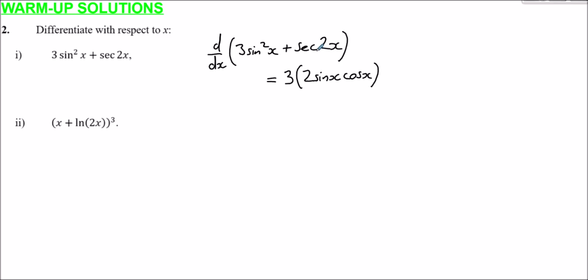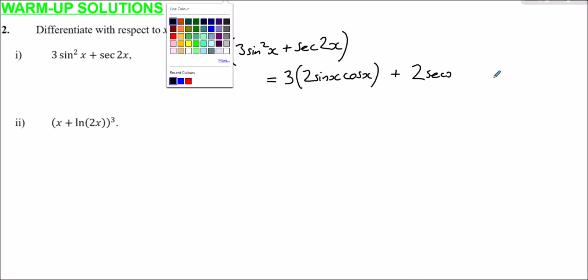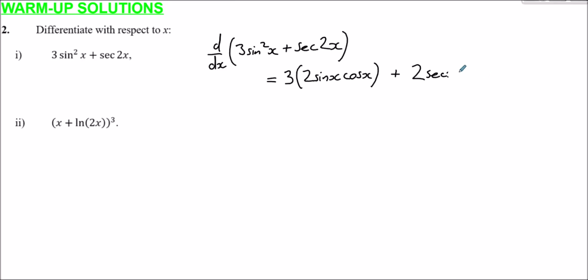And so what will happen here is that 2 will come to the front because of differentiating, and sec differentiates to tan multiplied by sec. And so that gives us 2 lots of sec 2x, we've got 2x here, tan 2x. So expand out, we get 6 lots of sine x cosine x plus 2 lots of sec 2x tan 2x.